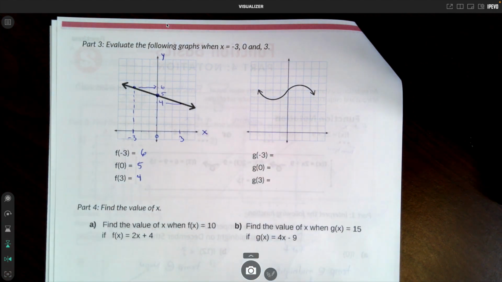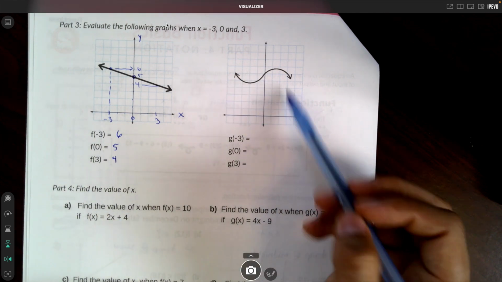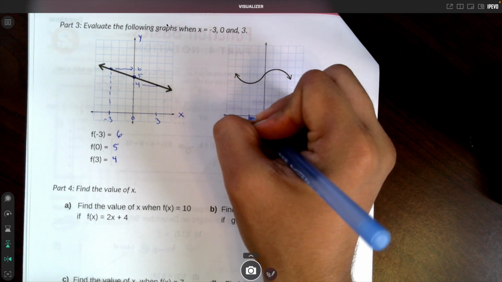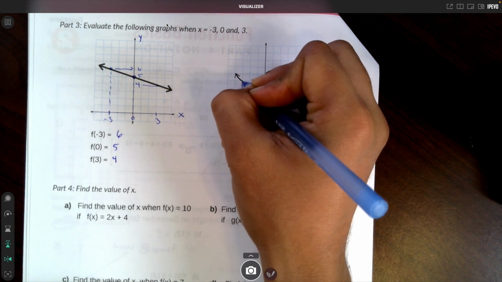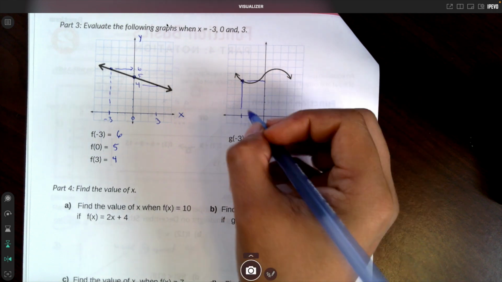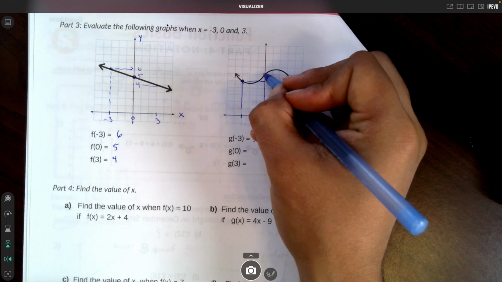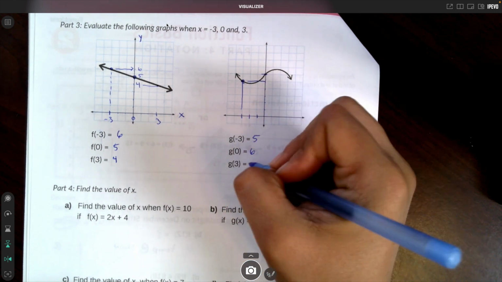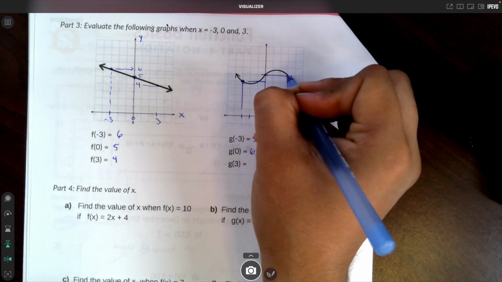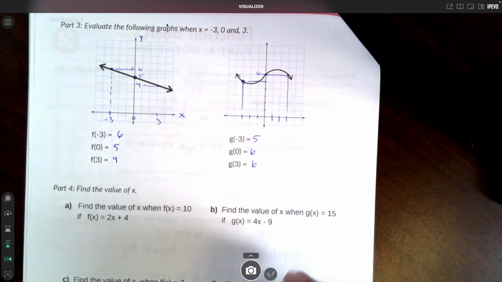Okay? You might want to pause the video and see if you can figure this one out. But we're also looking for negative 3. So 1, 2, 3. So where is that at? 1, 2, 3, 4, 5. What about when it's 0? So 0 looks like it's at 6. And then at 3, 1, 2, 3. Let's go up. It's right here. This looks like it's also at 6. 1, 2, 3, 4, 5, 6. Okay.